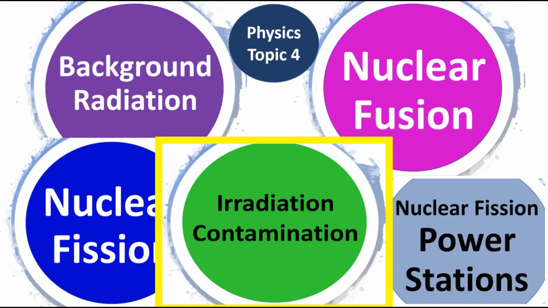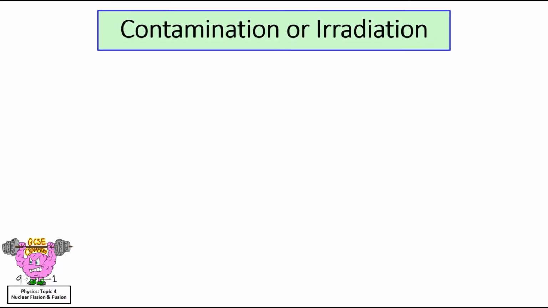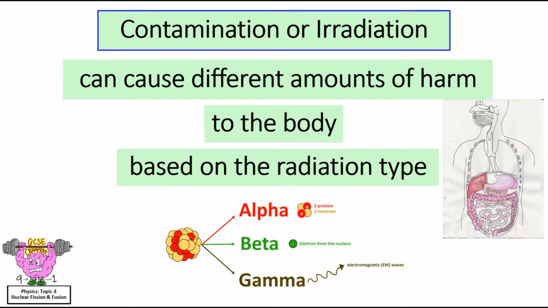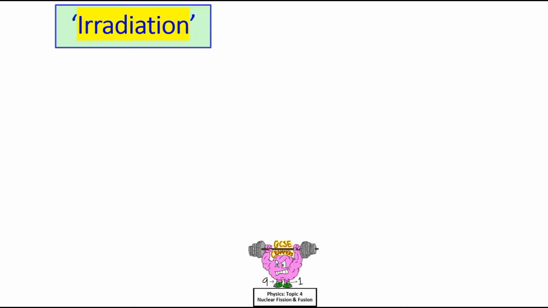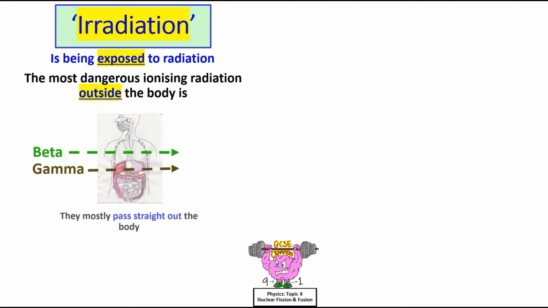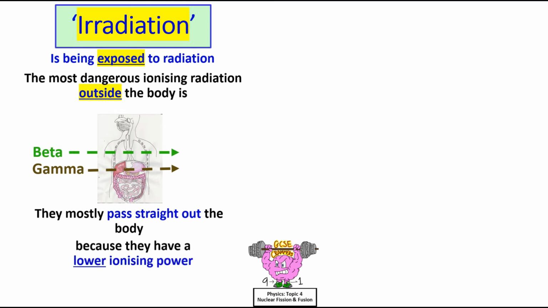Irradiation and contamination. Contamination or irradiation can cause different amounts of harm to the body based on the radiation type. Irradiation is being exposed to radiation. The most dangerous ionizing radiation outside the body is beta and gamma rays, as they mostly pass straight out of the body. Because they have a lower ionizing power, this means the smaller beta particles and gamma rays don't bash into lots of atoms, so they don't create as many harmful ions compared to alpha particles.